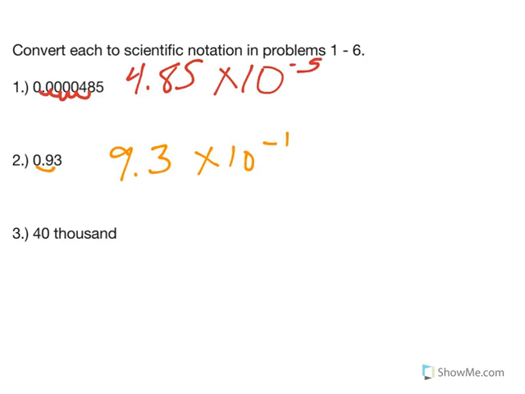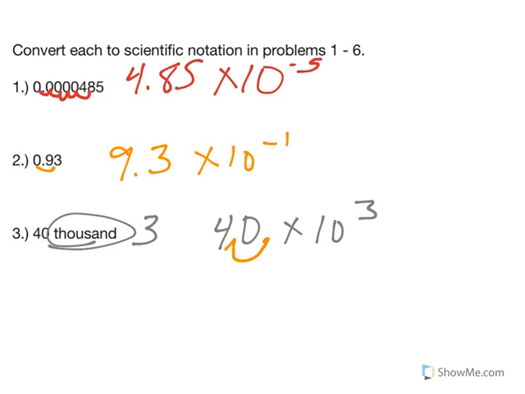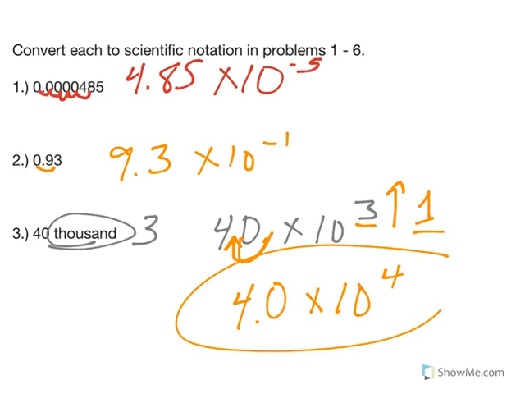Now, in number 3, I want to do it slightly different, because when I see the word 1,000, I think of the number 3. So I get 40 times 10 to the third. But that is not scientific notation, because 40 is greater than 10. So I want to move my decimal one spot. And 40 is big, so my exponent is going to get bigger. Because I went one spot, it gets bigger by one. So 4.0 times 10 to the 3 plus 1 is 4. And there would be our answer for number 3.